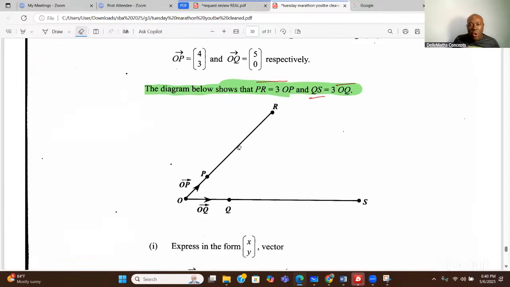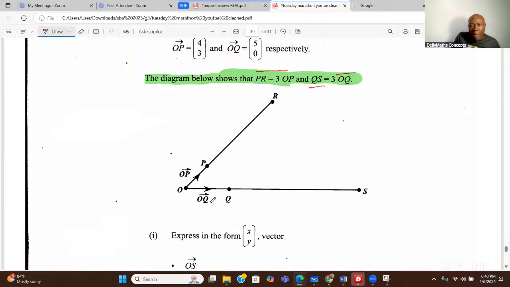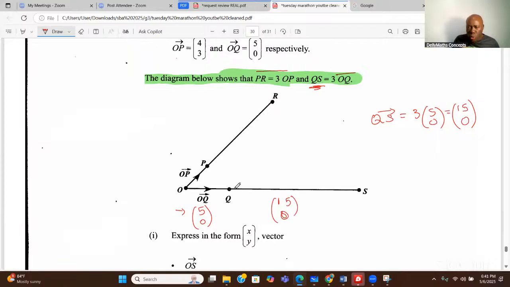We did get OQ, so I'm going to put on OQ. It's (5, 0). I'm going to put it right here for us to look at. OQ going that way is (5, 0). And we were told here that QS is 3 times that. So that means I need to find QS. QS is equal to 3 times (5, 0). So this is going to be (15, 0), because this is regular multiplication of a matrix by a scalar. 3 fives are 15, 3 zeros are 0. So we have (15, 0) right here, and we're talking about from Q to S.